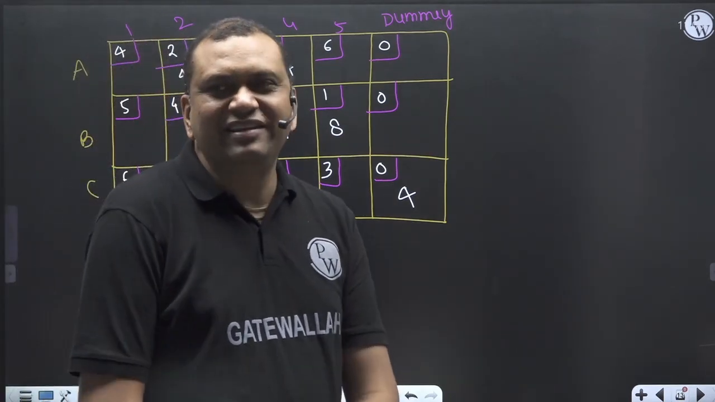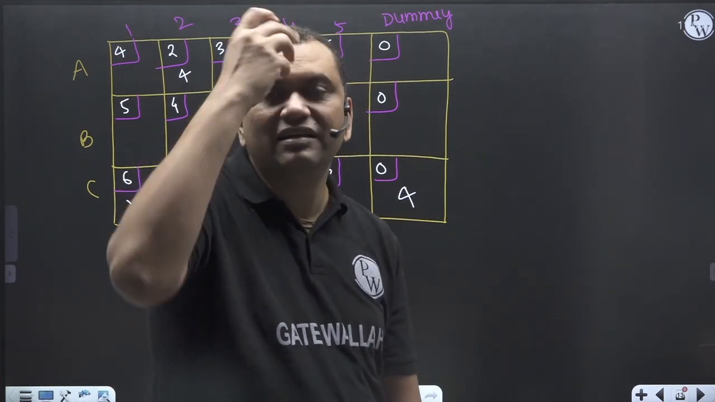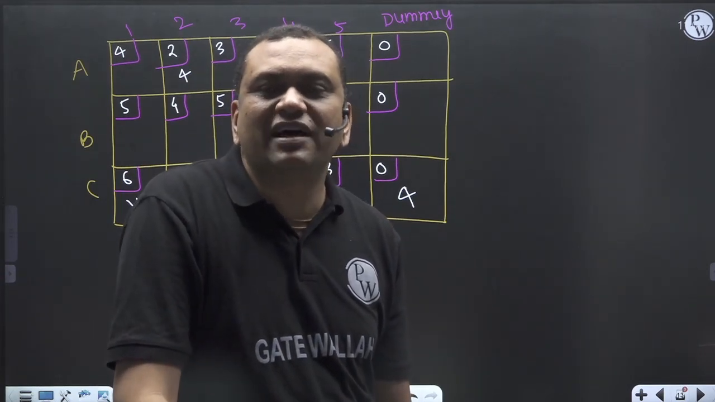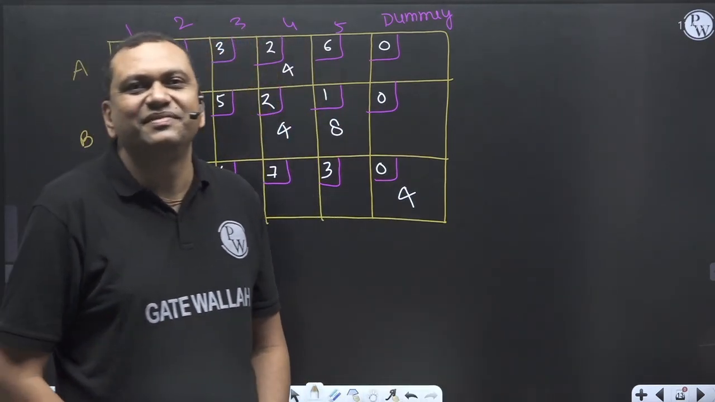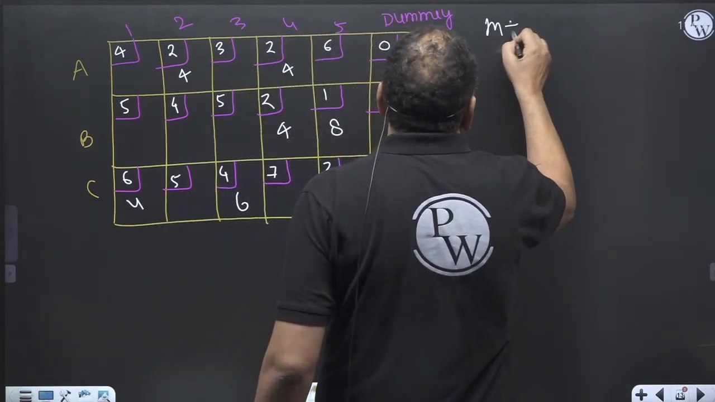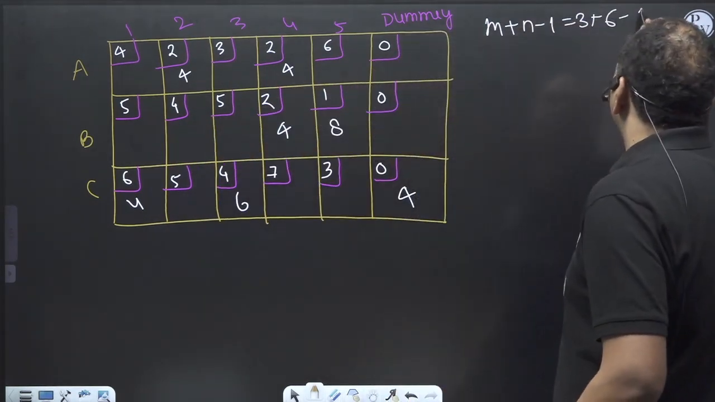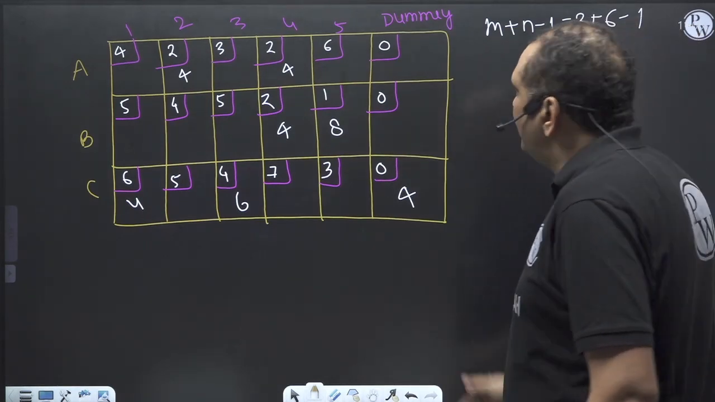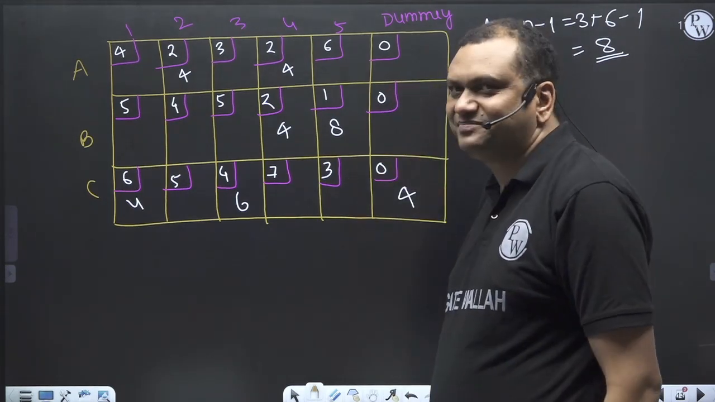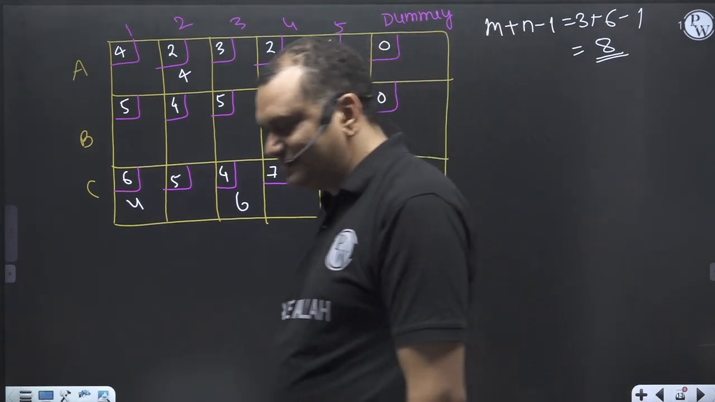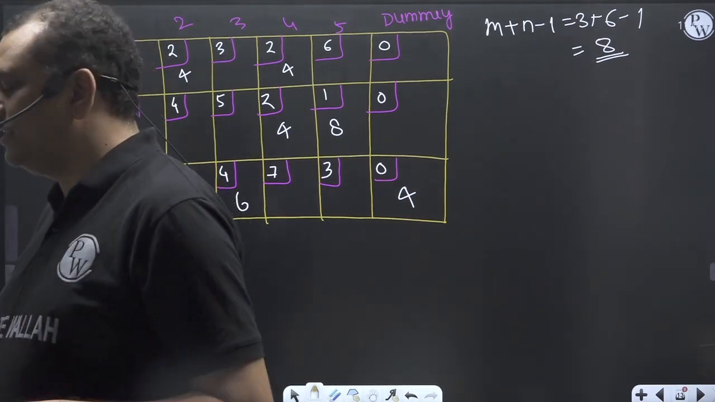What I told you while allocating any cell, when both rows and columns are satisfied simultaneously, it means degeneracy introduced into the system. Now, what is m plus n minus 1? M is 3, n is 1, 2, 3, 4, 5, 6. Totally 8, na? Dummy column will be treated as a proper column. Now, next 3-4 minutes, there are some very, very important points I am going to tell you. You have to hear very carefully.